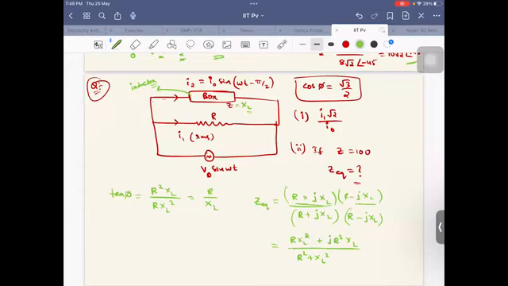Let me check the question. I think I missed it. Then cos phi is how much from there? Cos phi is XL by under root of R square plus XL square. This is given as root 3 by 2. So this is one equation that we got.